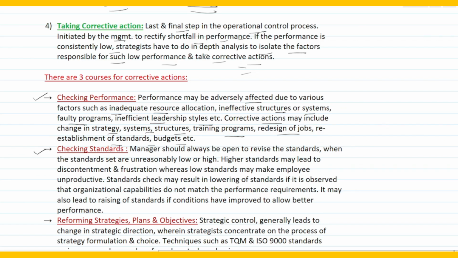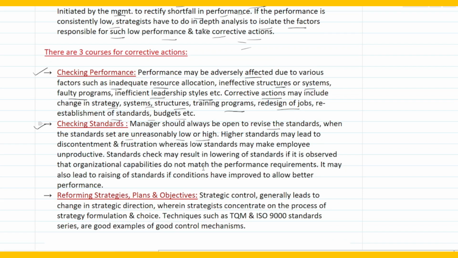Managers should always be able to revise the standards when the standards set are unreasonably low or high. So that's what I said. I already mentioned it when we spoke about those 3 points of deviations. Either your standard should be very much in line with the company's performance, right, or the expectations. It should not be very high or low. Higher standards may lead to discontentment and frustration, whereas low standards may make employees unproductive. So your standards should be as per the company's expectation.